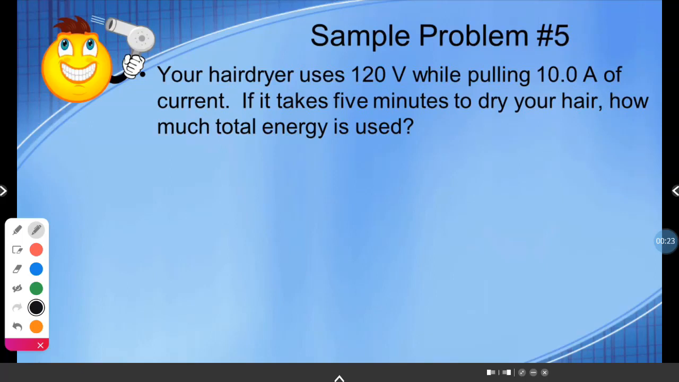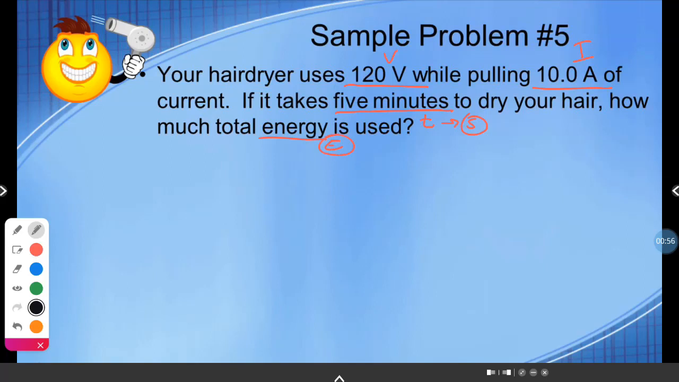Okay, so let's go ahead and go through this one a little bit quicker here. Hairdryer uses 120 volts, that's voltage, while pulling 10A. A is amps, amps is current, current variable is I. While pulling 10 amps of current, if it takes 5 minutes, that's time. And remember, that will need to be converted to seconds before we use it. We can't use minutes. If it takes 5 minutes to dry your hair, how much total energy, looking for E, how much energy is used?